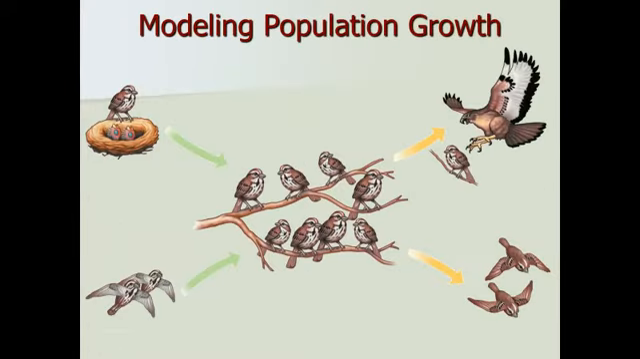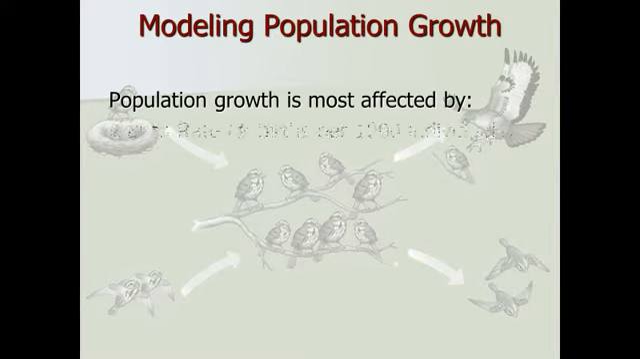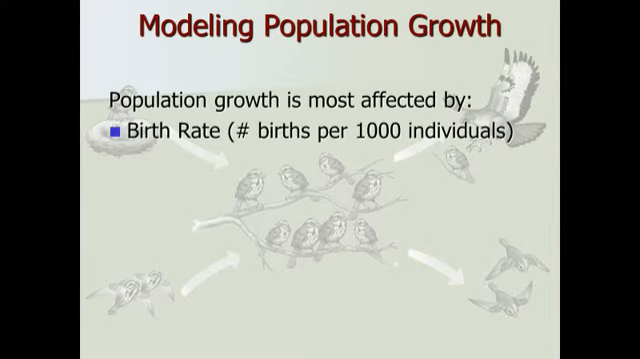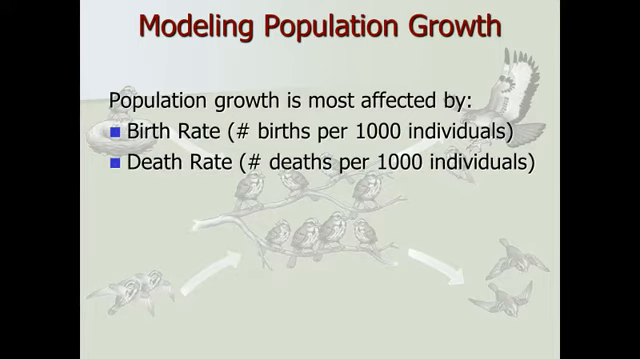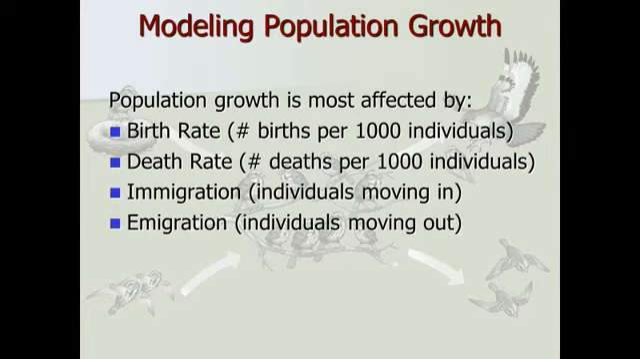When we model population growth, we're usually interested in four different types of factors. We're interested in the birth rate, which is how many individuals are born, and the death rate, which we usually express in the number of deaths per 1,000 individuals. In addition, we want to know how many individuals are moving into this area and how many individuals are moving out of that area. Again, when we talk about population growth in this way, we're usually thinking of human population, but this can apply just as well to any population.